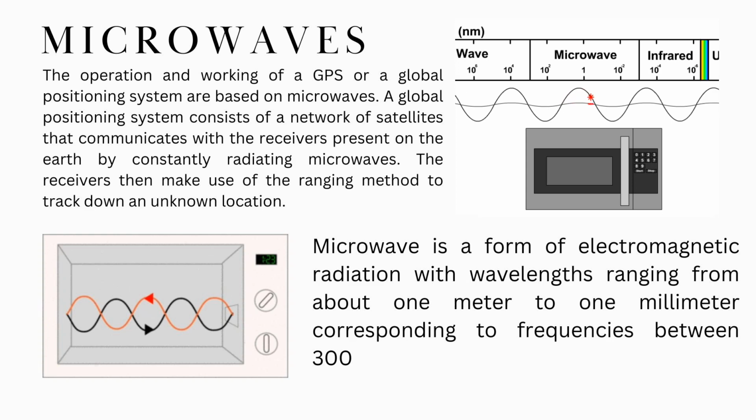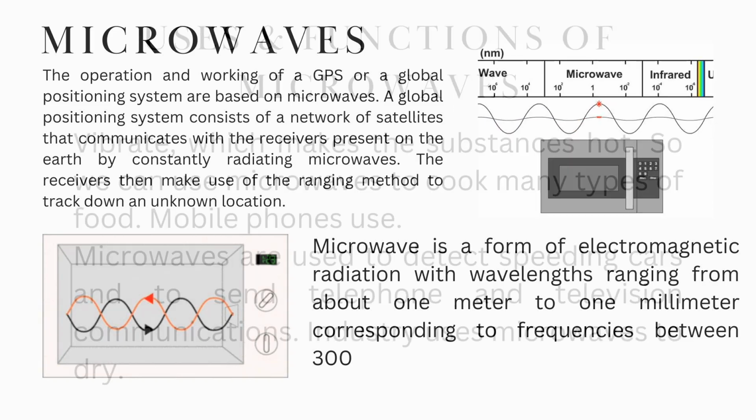Microwave. Microwave is a form of electromagnetic radiation with wavelengths ranging from about 1 meter to 1 millimeter, corresponding to frequencies between 300 MHz and 300 GHz.